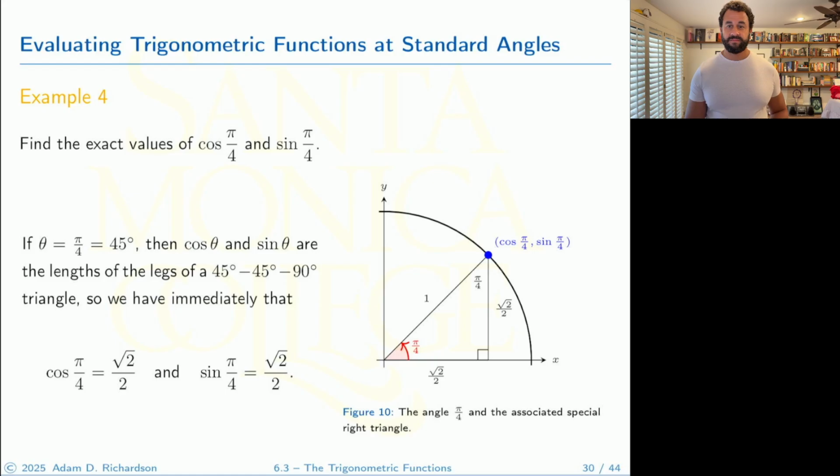That's it. Cosine is horizontal displacement, so it's root 2 over 2. Sine is vertical displacement. It's also root 2 over 2. And we're done. That's all you need.